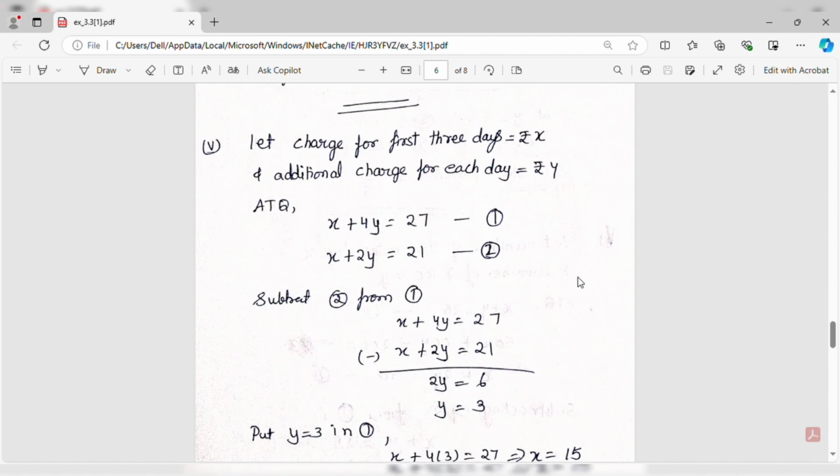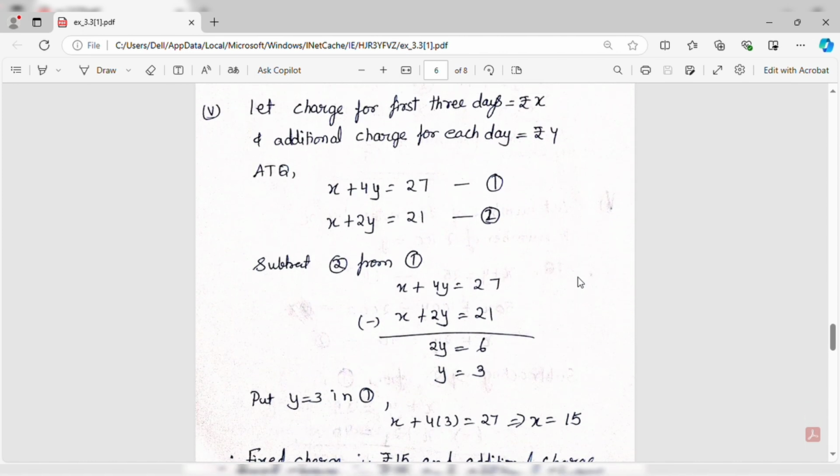Fifth question. A lending library has a fixed charge for the first 3 days and an additional charge for each day thereafter. Sarita paid rupees 27 for a book kept for 7 days, while Susie paid rupees 21 for the book she kept for 5 days. Find the fixed charge and the charge for each extra day. So let us take charge for the first 3 days as x and additional charge for each day as rupees y.